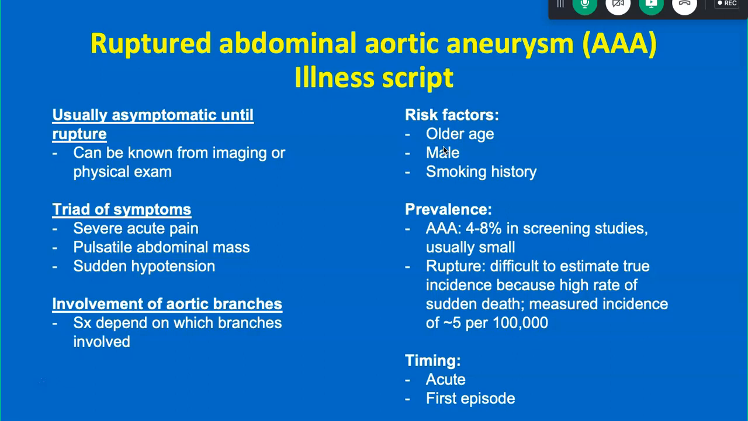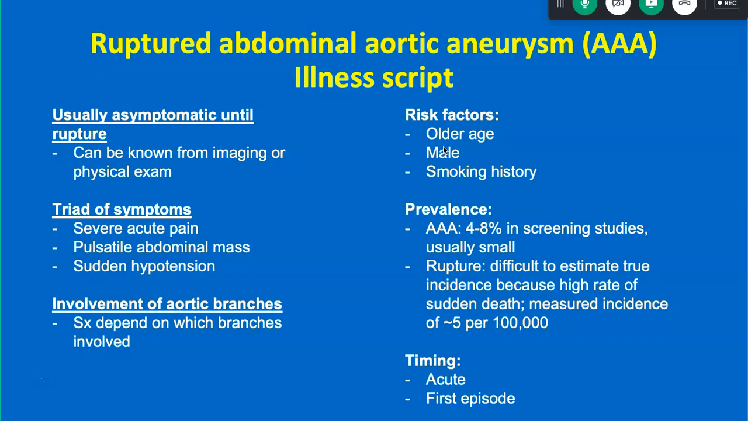Some of the risk factors are older age, male sex, and smoking. And so patients who fit those risk factors are usually the ones who are being screened. In those screening studies, those patients at increased risk, it's pretty common, 4 to 8%, but they're usually small aneurysms. It's the larger aneurysms that are at higher risk of rupture.